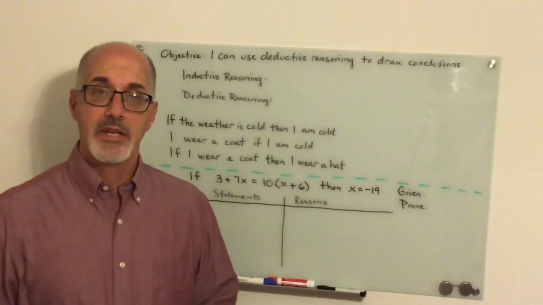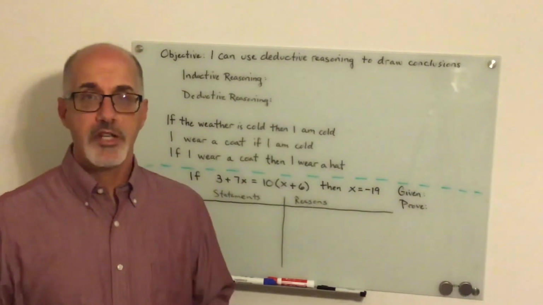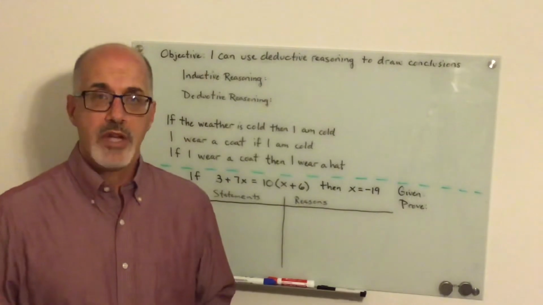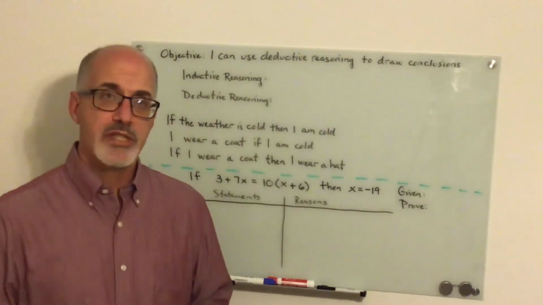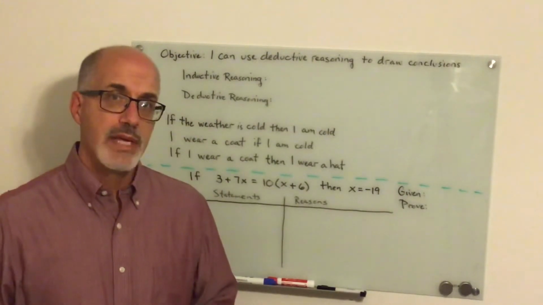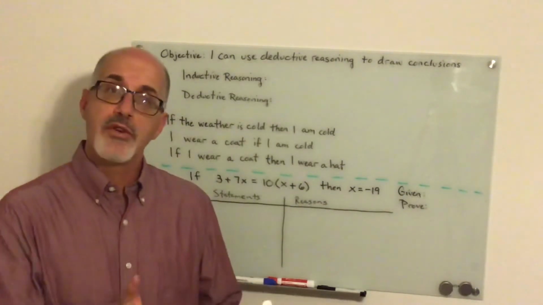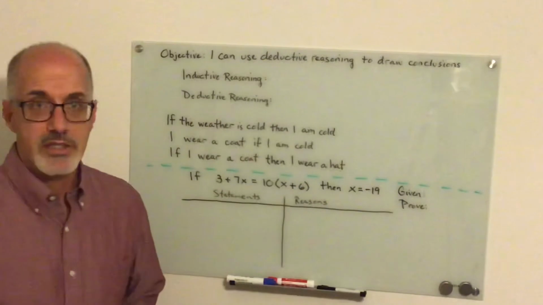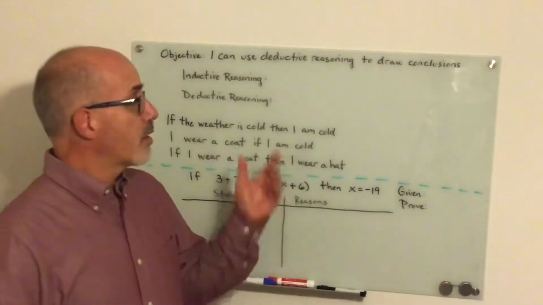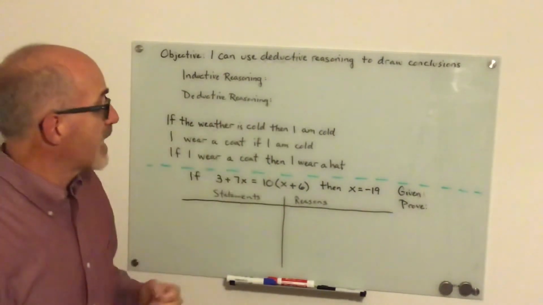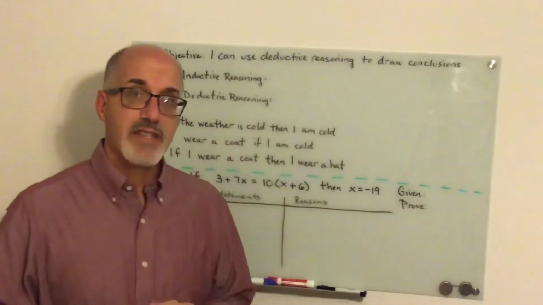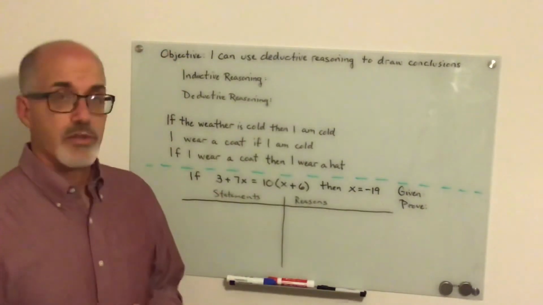In geometry, we spend a lot of time talking about logical thinking. We want to use logical thinking to draw conclusions and prove statements true that will be a bedrock or a foundation for coming up with other true statements or proving other things to be true. So what we want to use as an objective is that we can use deductive thinking to draw conclusions.